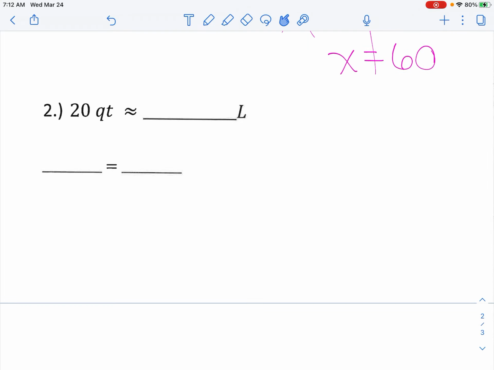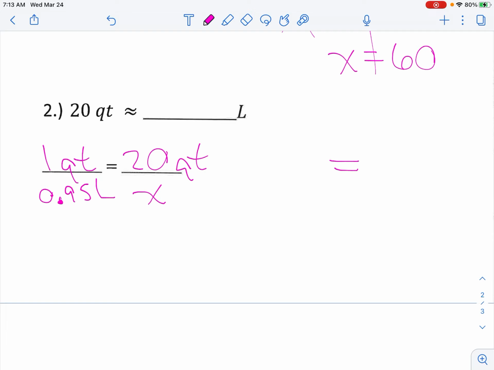Last one. 20 quarts is about how many liters? Go to your reference sheet. On my reference sheet, it says that 1 quart is equal to 0.95 liters. So 20 quarts would be equal to how many liters? Set up your equation, put your equal sign in the middle, multiply by x. 1 times x is x.